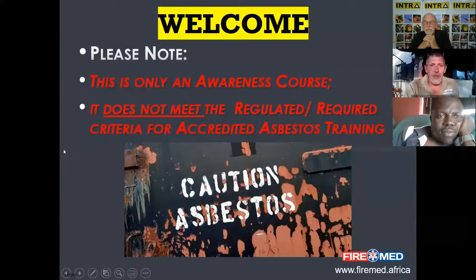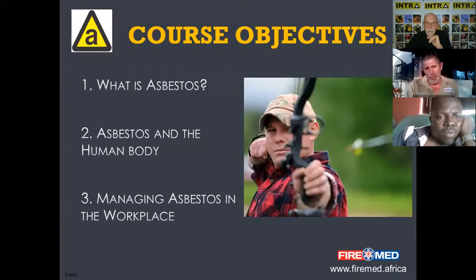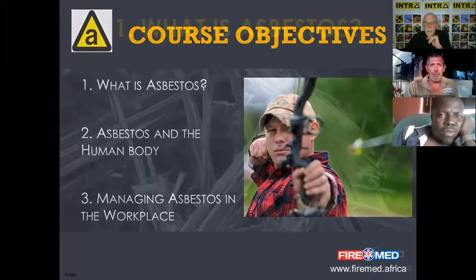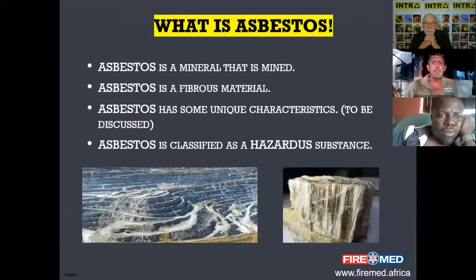So what is it all about? Please just note that this is just an awareness course, purely for information only. Our objectives: we're going to discuss what is asbestos, asbestos and the human body, how it affects the human body, and then, of course, managing asbestos in the workplace, and that'll cover a bit of the legislation as well. So what is asbestos? Asbestos is a mineral that is mined. It is a fibrous material, and it has some very unique characteristics that we will discuss a little later. Asbestos is classified as a hazardous substance. It is a known carcinogenic.